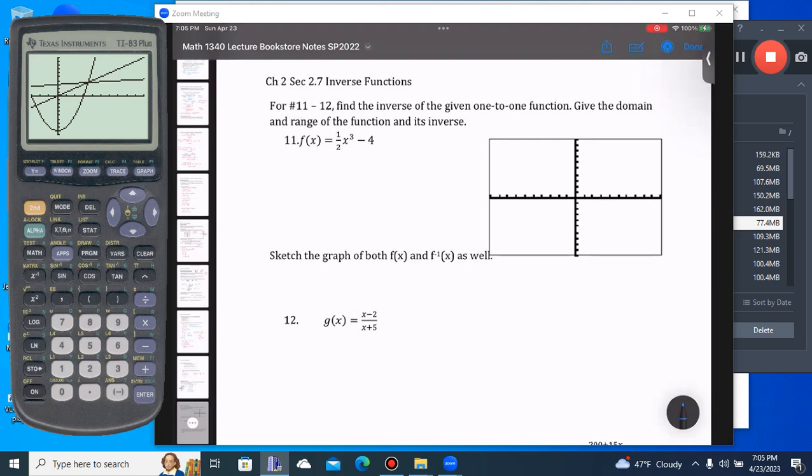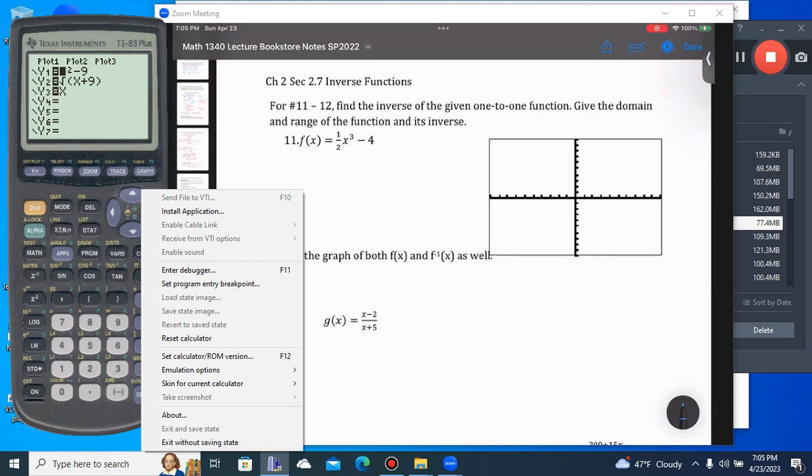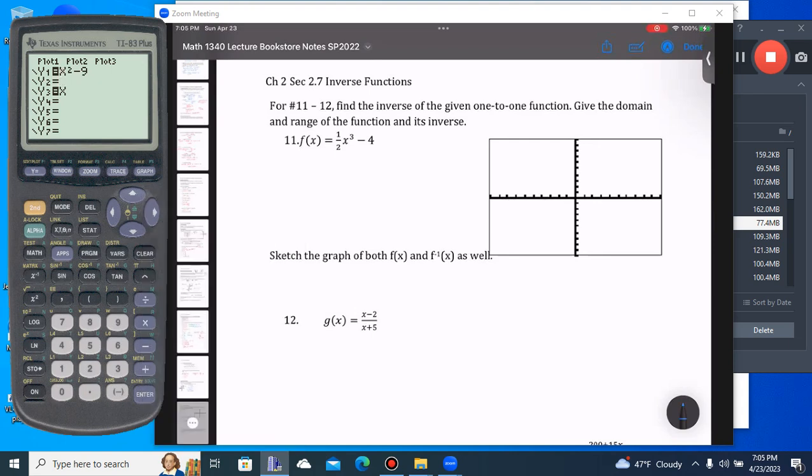So let's look at this next one. We have 0.5 cubed minus 4. New standard. That's what it looks like. This is 1-to-1. We want to find the inverse of it.